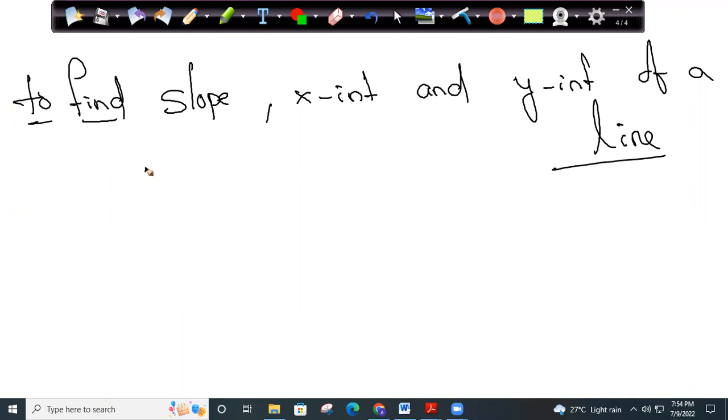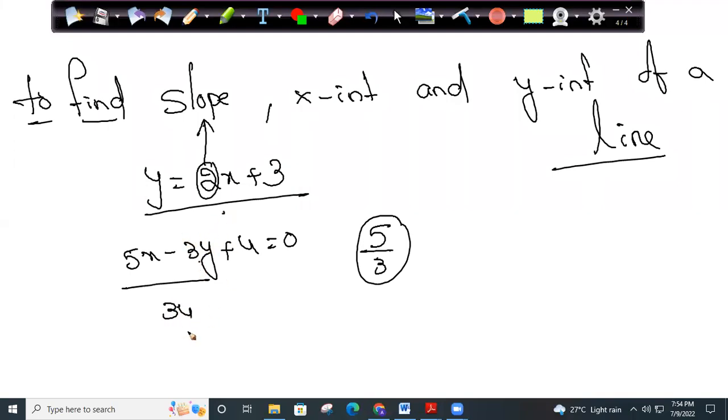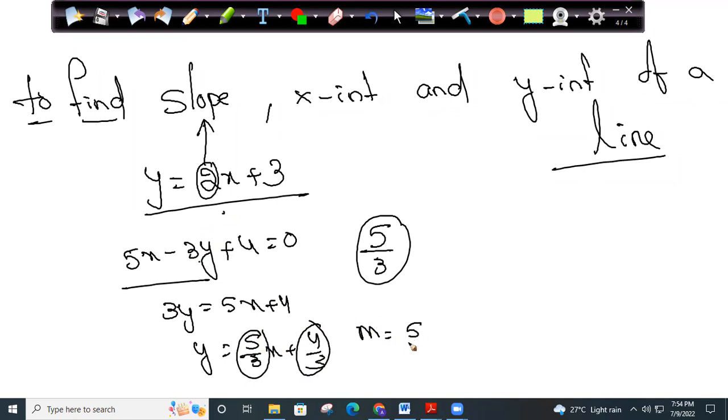Now if I ask you what is the slope of y equals 2x plus 3, everyone in the class will shout 2 is the slope. Same thing if I ask you what is the slope of 5x minus 3y plus 4 equals 0, few will definitely say wrong. The slope of this is 5 by 3. We convert this into slope form. We write 3y equals 5x plus 4, then y equals 5 by 3 x plus 4 by 3. So this is of the form y equals mx plus b, so the slope is 5 by 3.